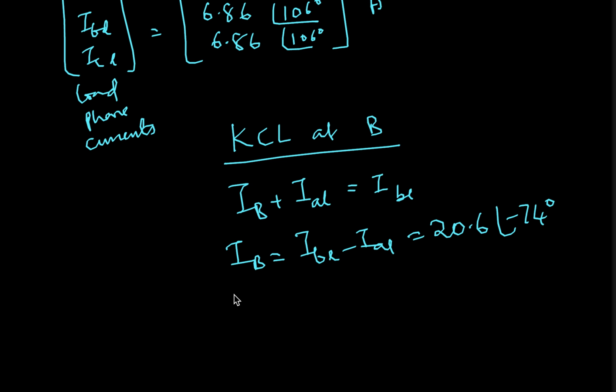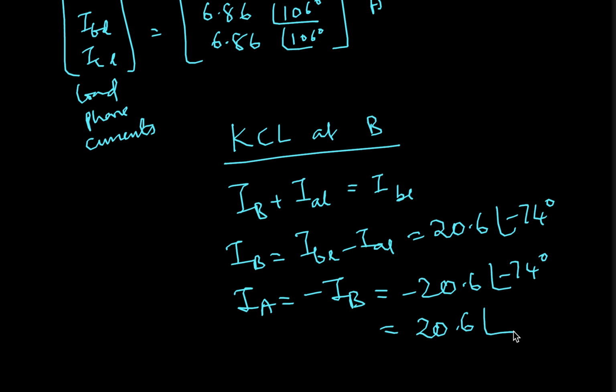Once I get IB, IA is nothing but minus of IB. So this is minus of 20.6 angle minus 74 degrees, or 20.6 and then I can add 180 degrees to it. So 180 minus 74, how much will it be? 180 minus 74 will be 106. So here 106 degrees. So this is my IA current. And IC, anyway, we started off by saying IC is 0 because the switch is open there.